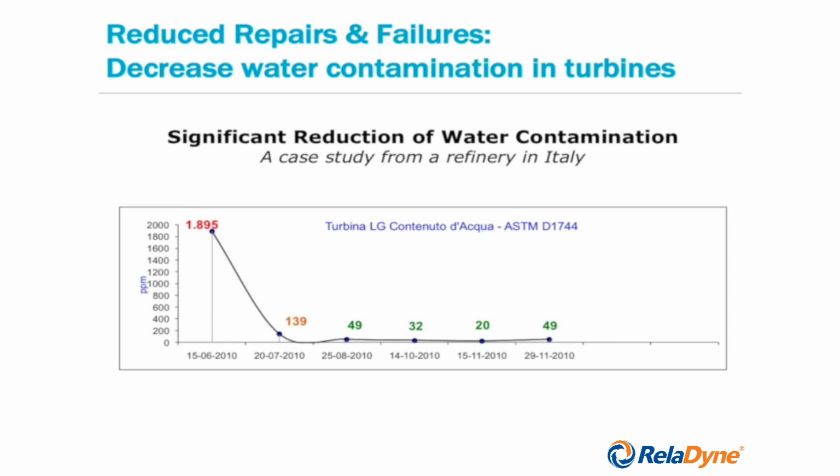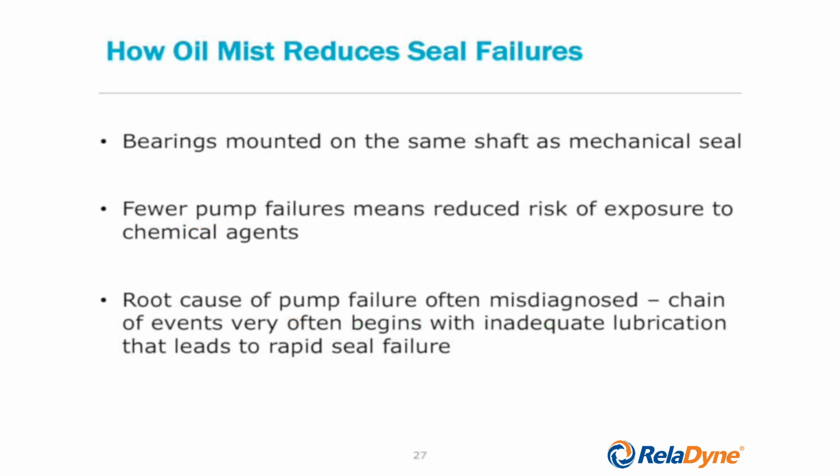And that's what you see plotted on the extreme right of this graph, where in the time period from the 25th of August 2010 to the 29th of November 2010, consistently every month they monitored the water contamination. It clearly went down to 50, where previously it had been 1,900. So we want to recap here, how does oil mist reduce seal failures?